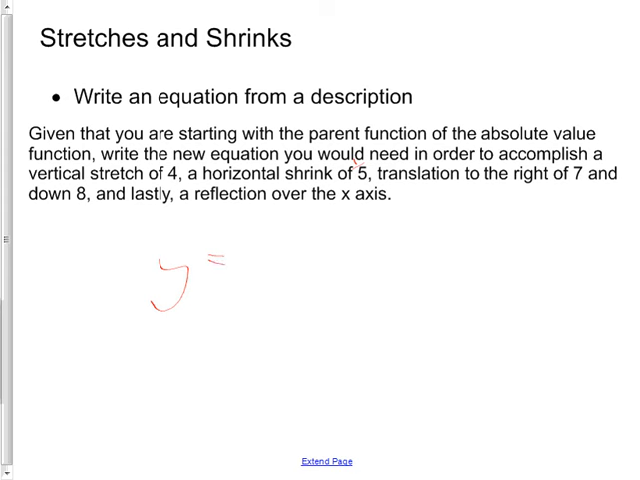All right, so here's what you should have done. Y equals, and you got an absolute value and an x, and I'm leaving lots of space so I can stick stuff in there. And then it's a vertical stretch of 4. 4 goes on the outside. Horizontal shrink of 5. Is it a 5 on the inside or a 1/5? It is a 5. If I wanted to shrink, I use a big number on the inside. Right 7, down 8, and reflection over the x-axis.